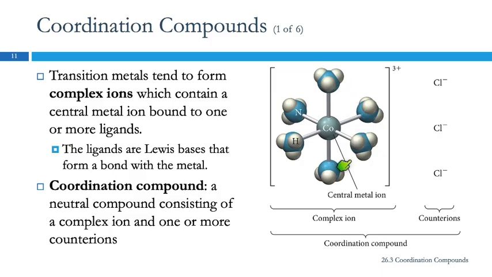Well, you can't just have ions in a substance. You can't just have positive ions. There's got to be some counter ions to balance the charge. So the complex ion will have counter ions, and together these make up a coordination compound. If it's an aqueous solution, of course the counter ions are going to be off swimming by themselves. But if you have the pure solid, you're going to have the chloride ions right in here with the complex ion. So coordination compound: a neutral compound consisting of a complex ion and one or more counter ions.